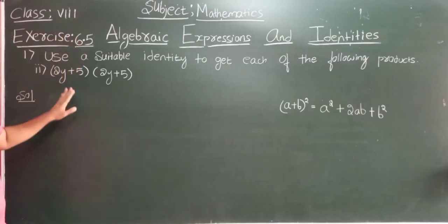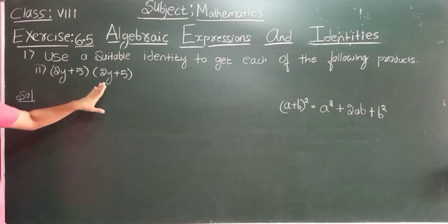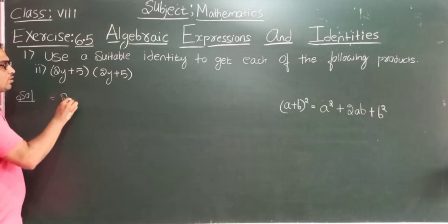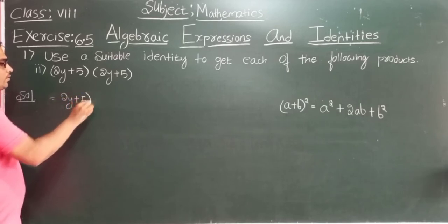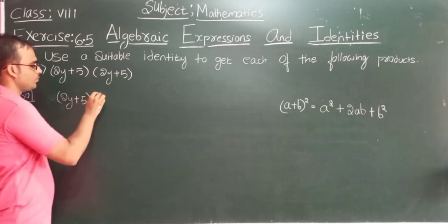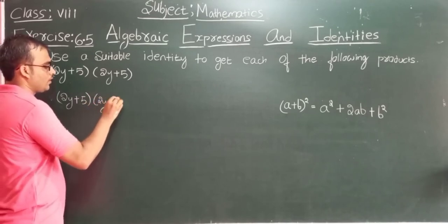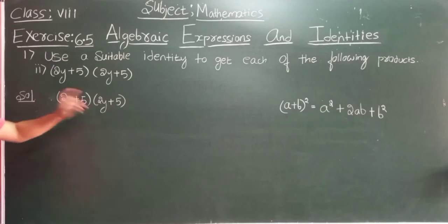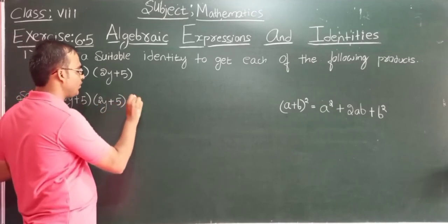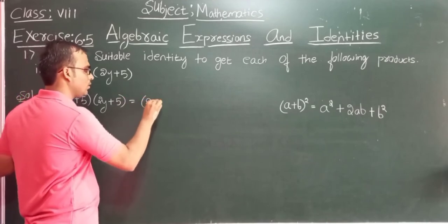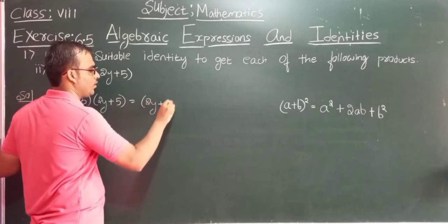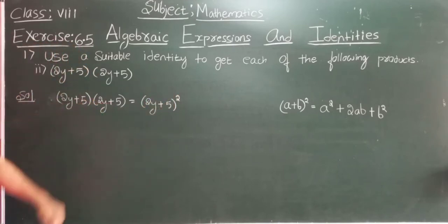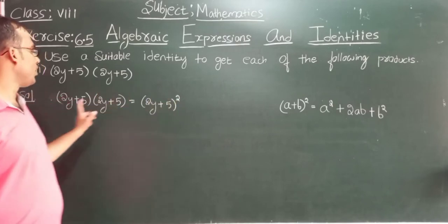Okay, so what they have given: 2y plus 5 into 2y plus 5. Now write this one as it is, that is 2y plus 5 into 2y plus 5. Students, both are the same, no? 2y plus 5, 2y plus 5. So we can write this one as (2y plus 5) whole square.